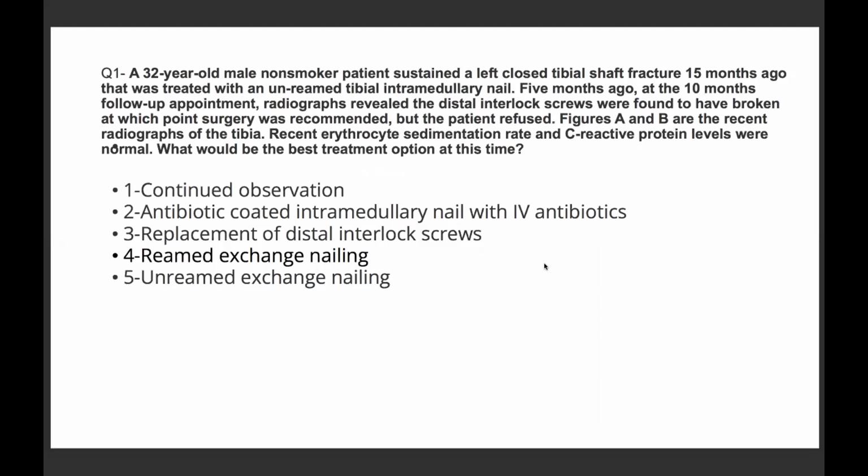Antibiotic coated intramedullary nail with IV antibiotics. So why would we consider antibiotic coated nail with IV antibiotics if there is no infection? That would not make any sense, honestly. Right? Replacement of distal interlocking screws.